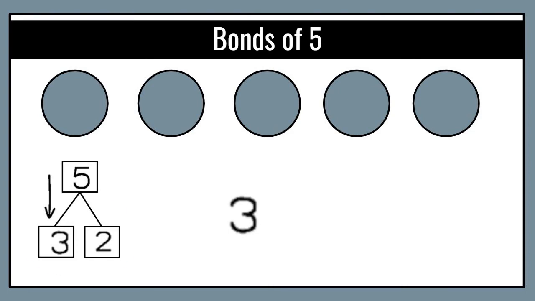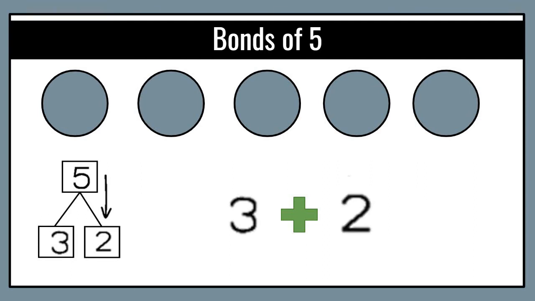Remember, we want to put these two together. When we want to put together, we use Mr. Plus. Well done. Now, the next number is number 2.